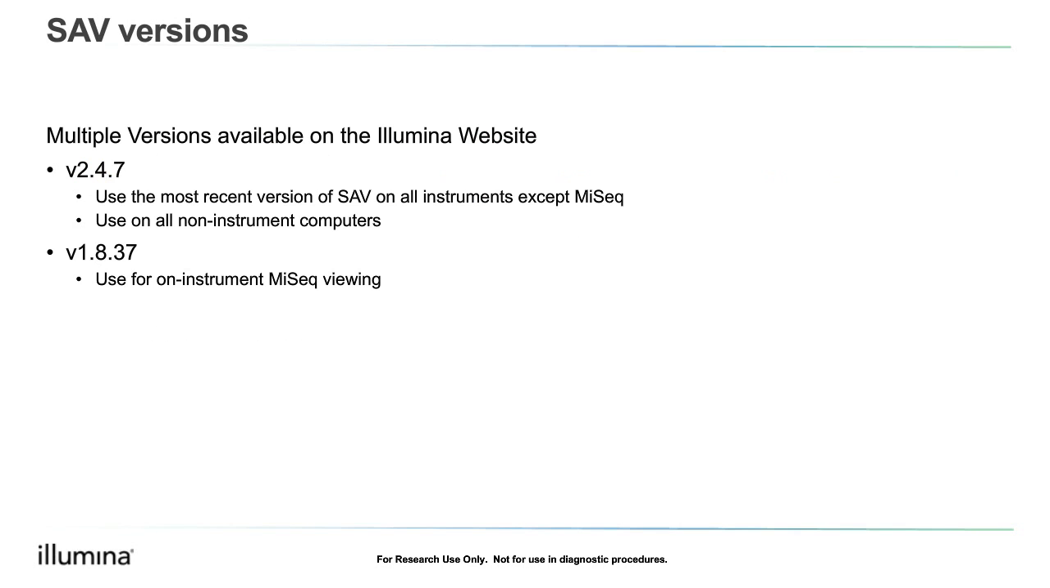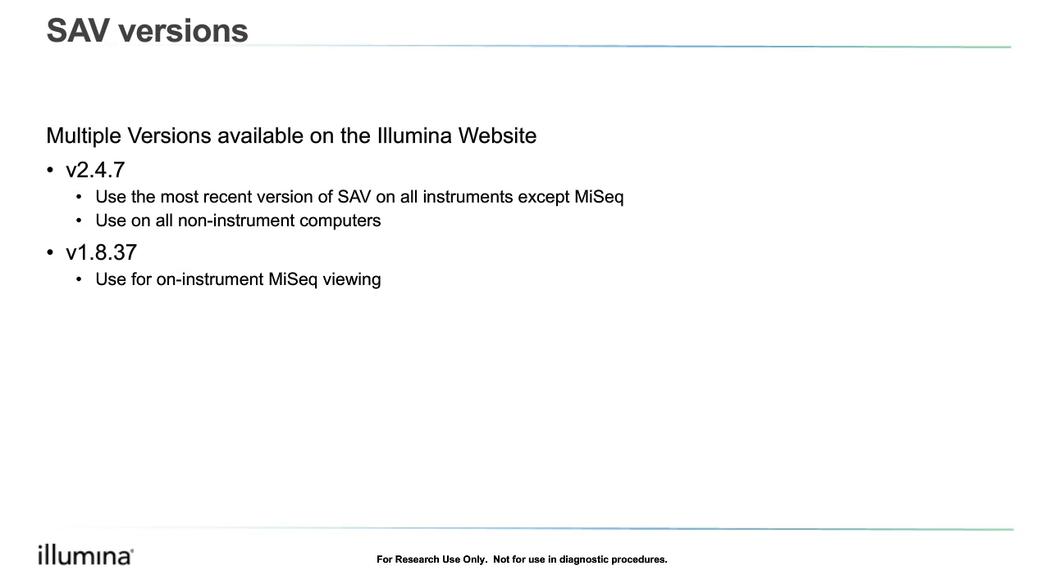The latest version of SAV is version 2.4.7. I recommend using the most current version of SAV that is available on the website when installing on your personal computer. When viewing runs on all instruments with the exception of the MiSeq, I also recommend using the most recent version of SAV. When viewing runs on the MiSeq, though, you'll want to use version 1.8 due to the computing requirements of new versions. MiSeq runs can be viewed on your personal computer using the most recent version of SAV.